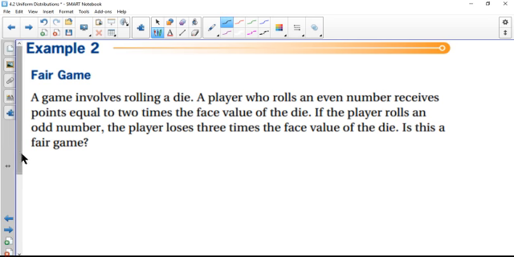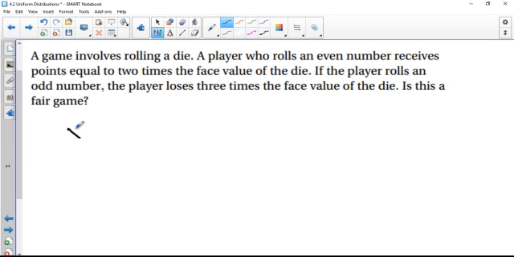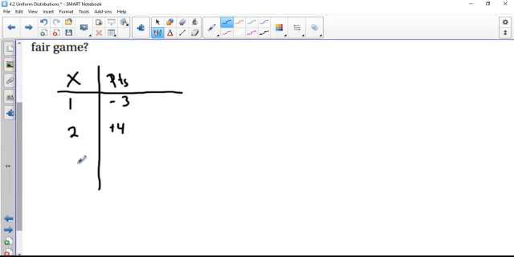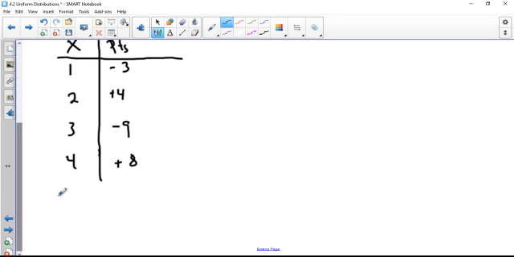So let's just look at the values of x, and I'll write points. All right, so if I roll a 1, how many points do I get? Well, you get -3. What if I roll a 2? Well, I'll get +4. If I roll a 3, I'm going to get -9. If I roll a 4, I will get +8. A 5 will yield a -15, and 6 would give us +12.